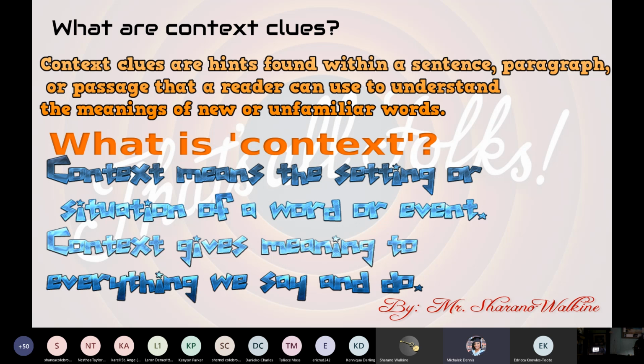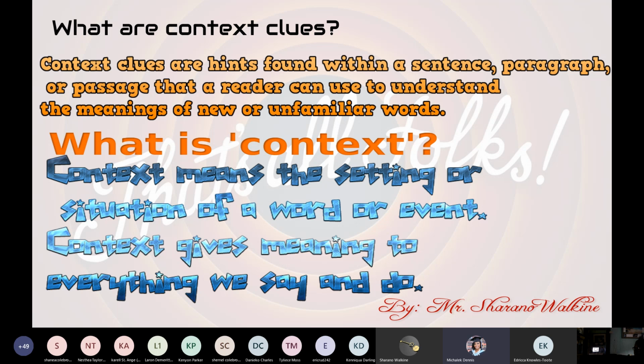Anything else besides hint? Yes, hint is one. You are correct with that. But hints to do what? Laurent says words or phrases that help you to know the meaning of a word. Okay, good. So words or phrases that help you find the meaning of new or unfamiliar words. Hints within a sentence or paragraph to help you find the meaning of a new word. You guys are on the right track. Good job, so that means you were paying attention.